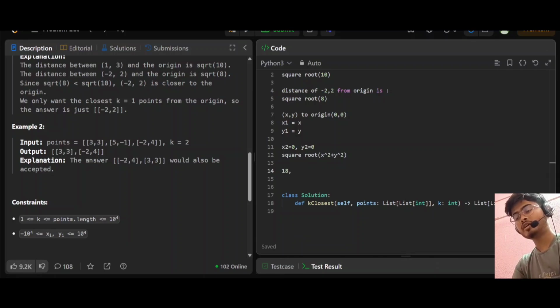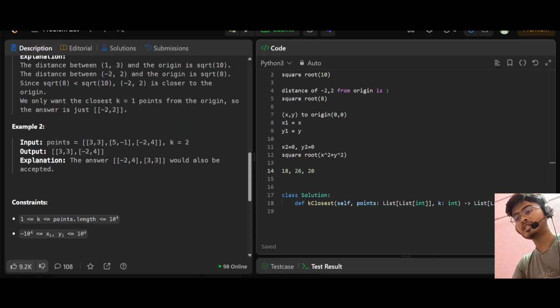And for the other point 5 comma minus 1, the distance will be 5 square plus minus 1 square. So minus 1 square is 1 and 5 square is 25. So 25 plus 1, that is 26. And the third point is minus 2 and 4. Minus 2 square will be 4 and 4 square will be 16. So 16 plus 4, 20.